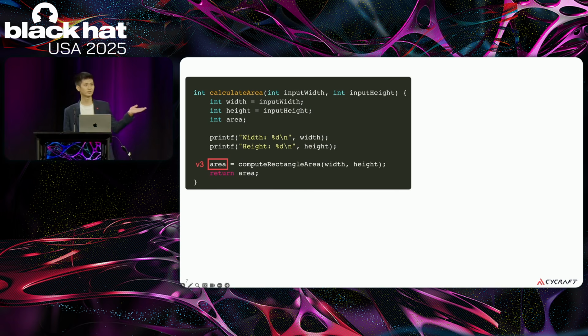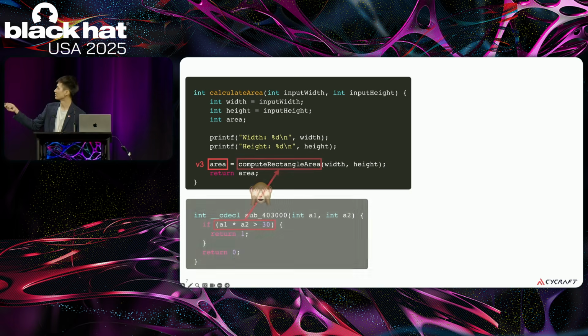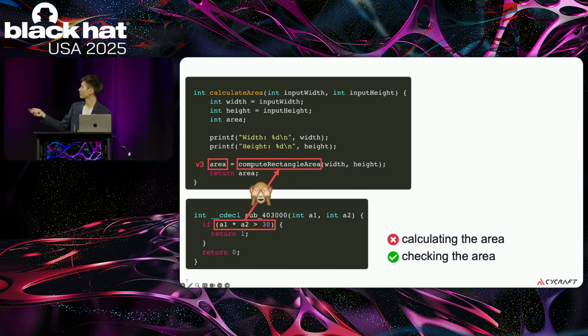First, we can see this code block. This is the output from the language model. It seems very reasonable, naming v3 as the area. But when we dive into the sub-function, we can see that it's actually not calculating the area, but checking the area. But the language model didn't know this, it didn't have this context, and it tried to generate the answer.